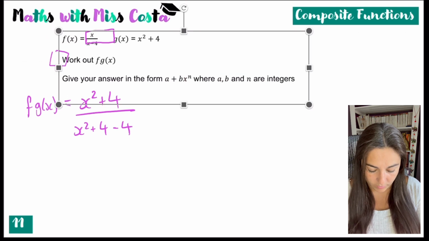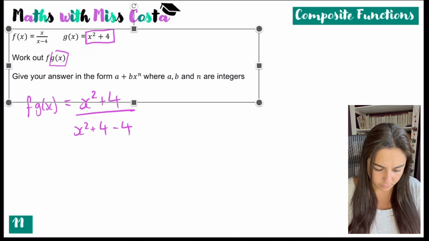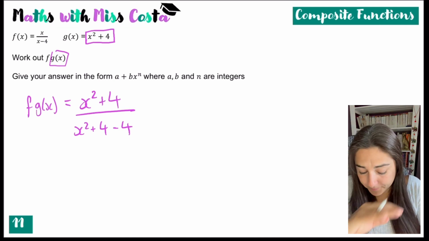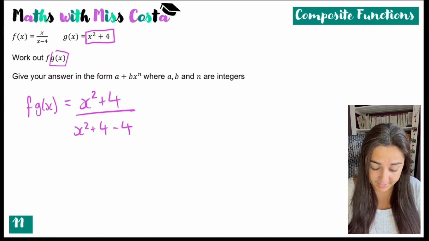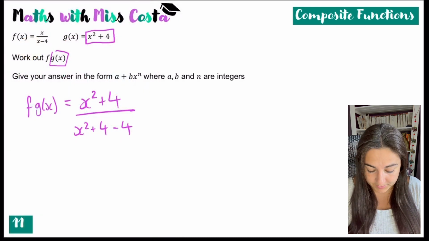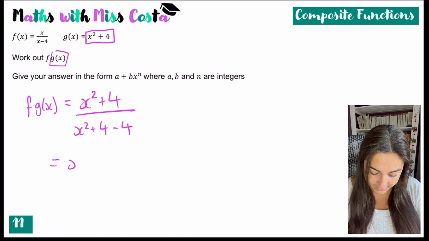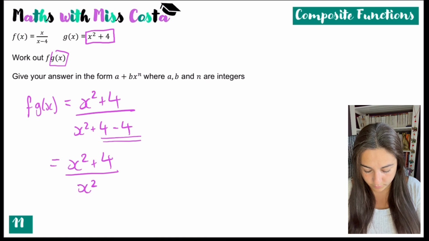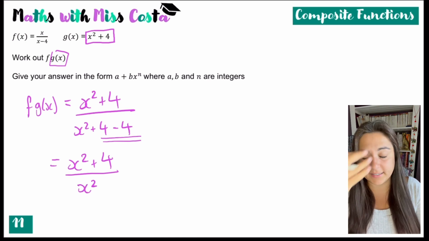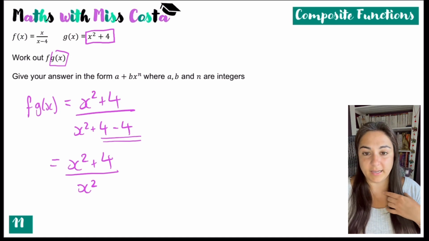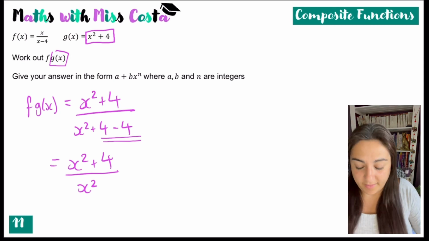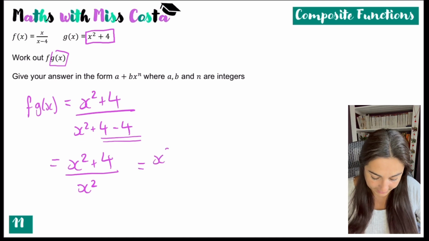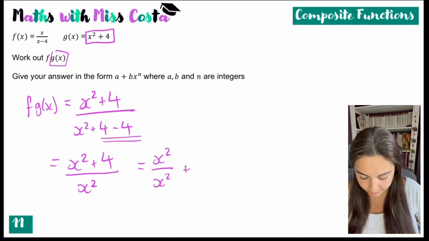Okay, so all I've done is I've substituted g of x into f of x. So wherever I saw an x, I substituted this that I've highlighted in pink. So now I need to simplify it. That would become x squared plus 4 over 4 take 4 becomes 0 over x squared. Now when you've got fractions, hopefully you remember from adding or subtracting fractions that you can write them as two separate fractions. So that is the same as x squared over x squared plus 4 over x squared.